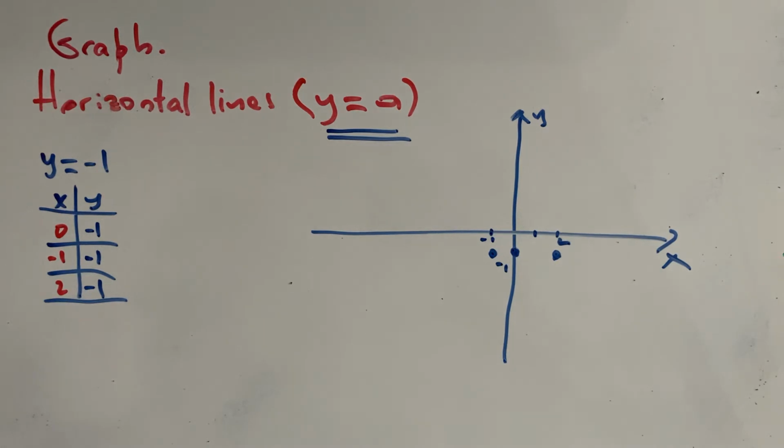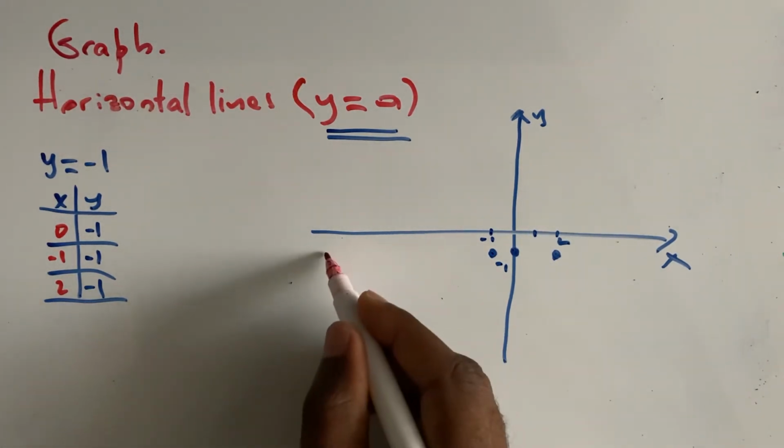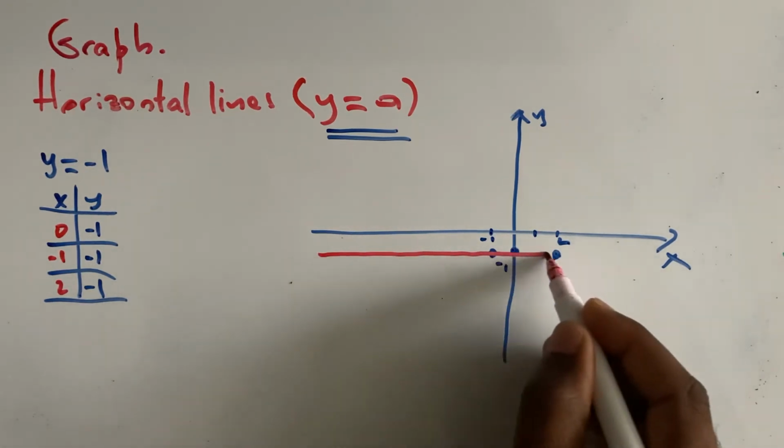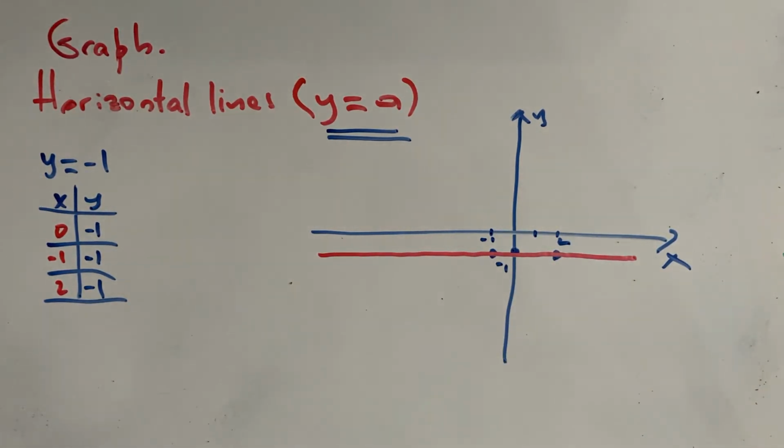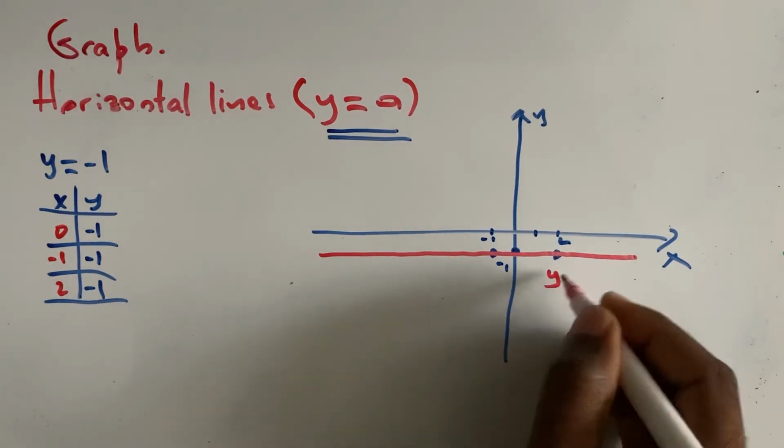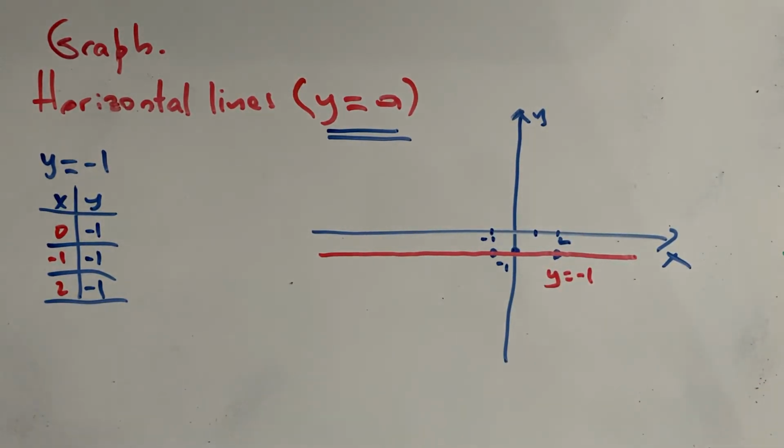Therefore, to draw it, it would just be a horizontal line parallel to the x-axis. Okay, and this is it. This is the line y equals -1, okay? The line y equals -1. Okay, very easy to graph.